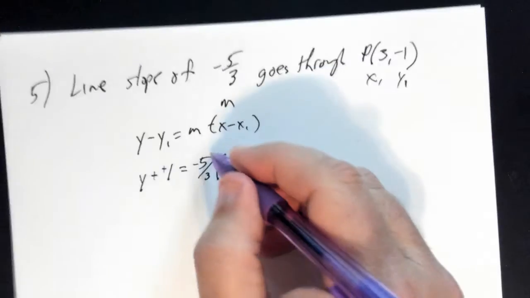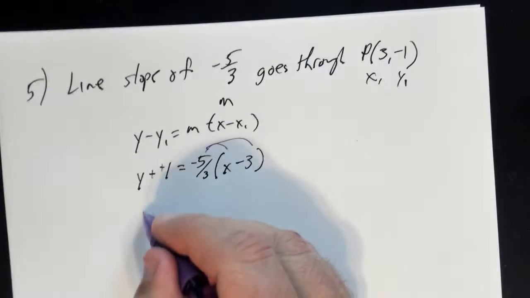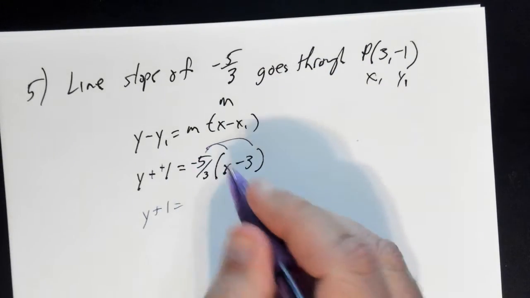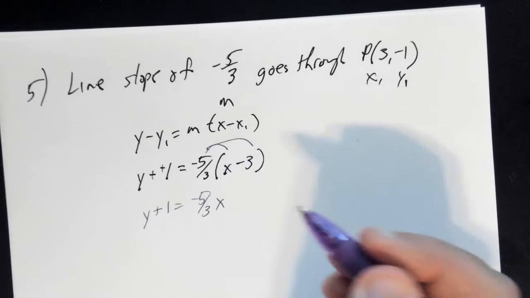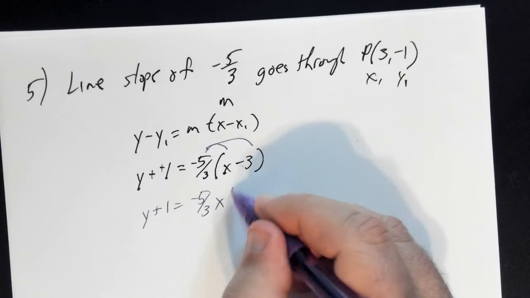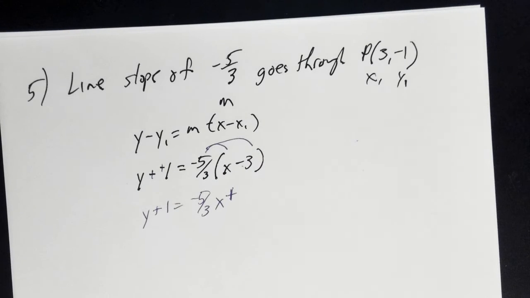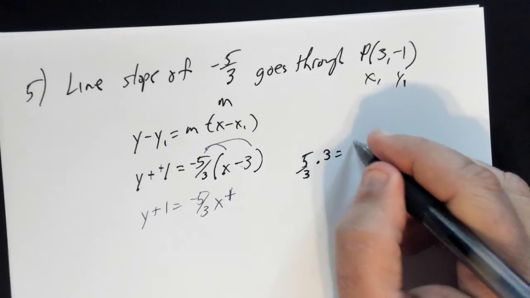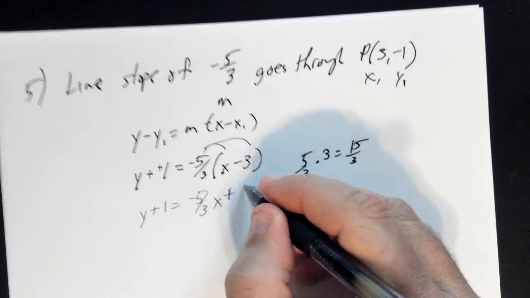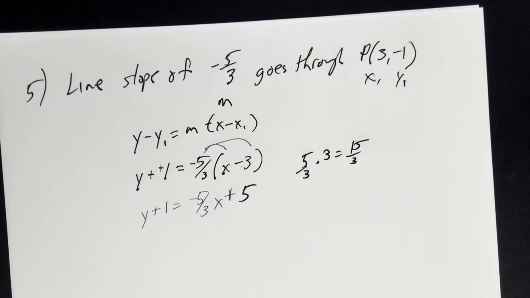Then I'm going to distribute. Now we're going to make this easy. There's no reason for us to fret about this. That's going to be negative 5/3 x. Negative times a negative is positive. And if it was me, to save myself time and make sure I don't make any errors, use your calculator. 5/3 times 3 is 15 over 3, which is 5. So it's plus 5.